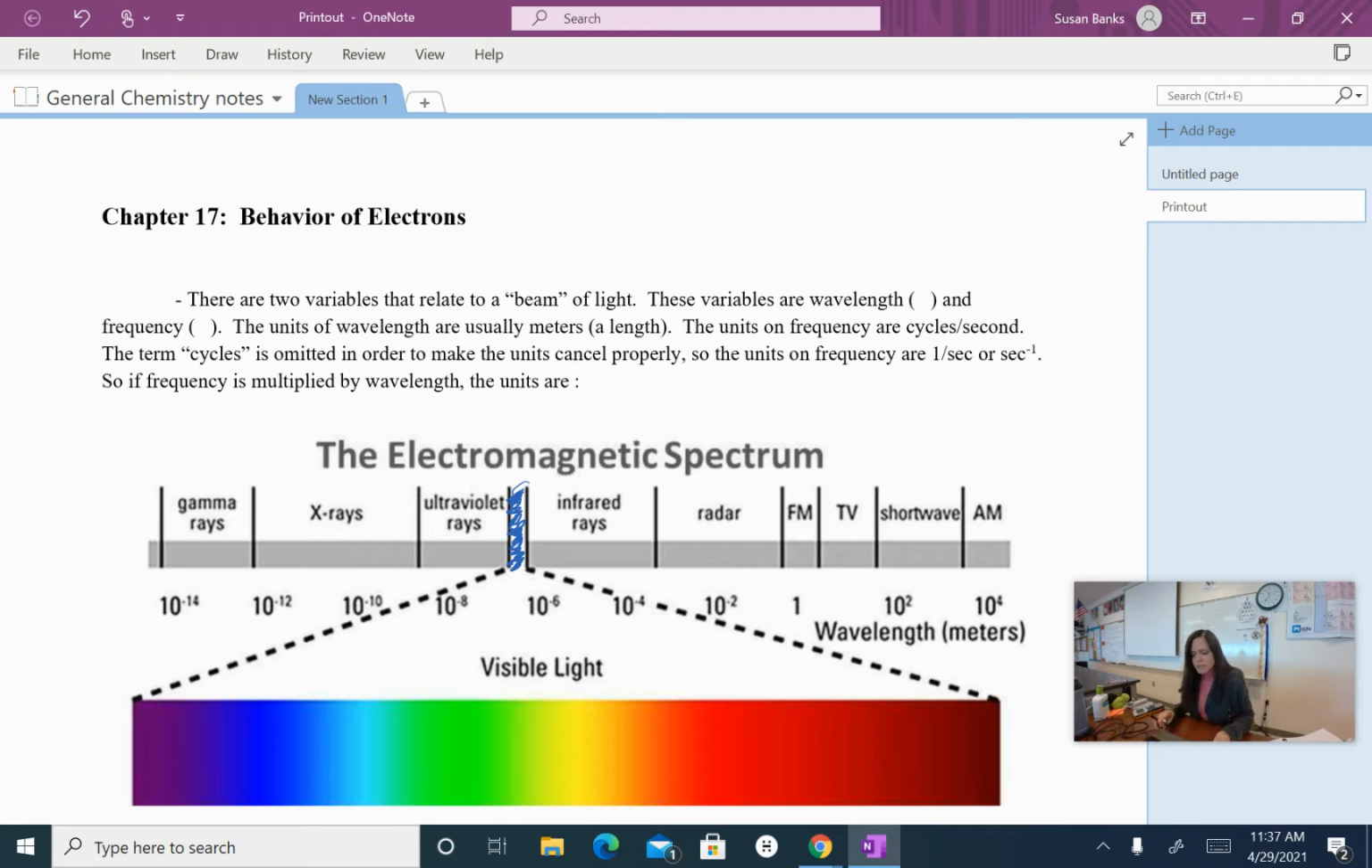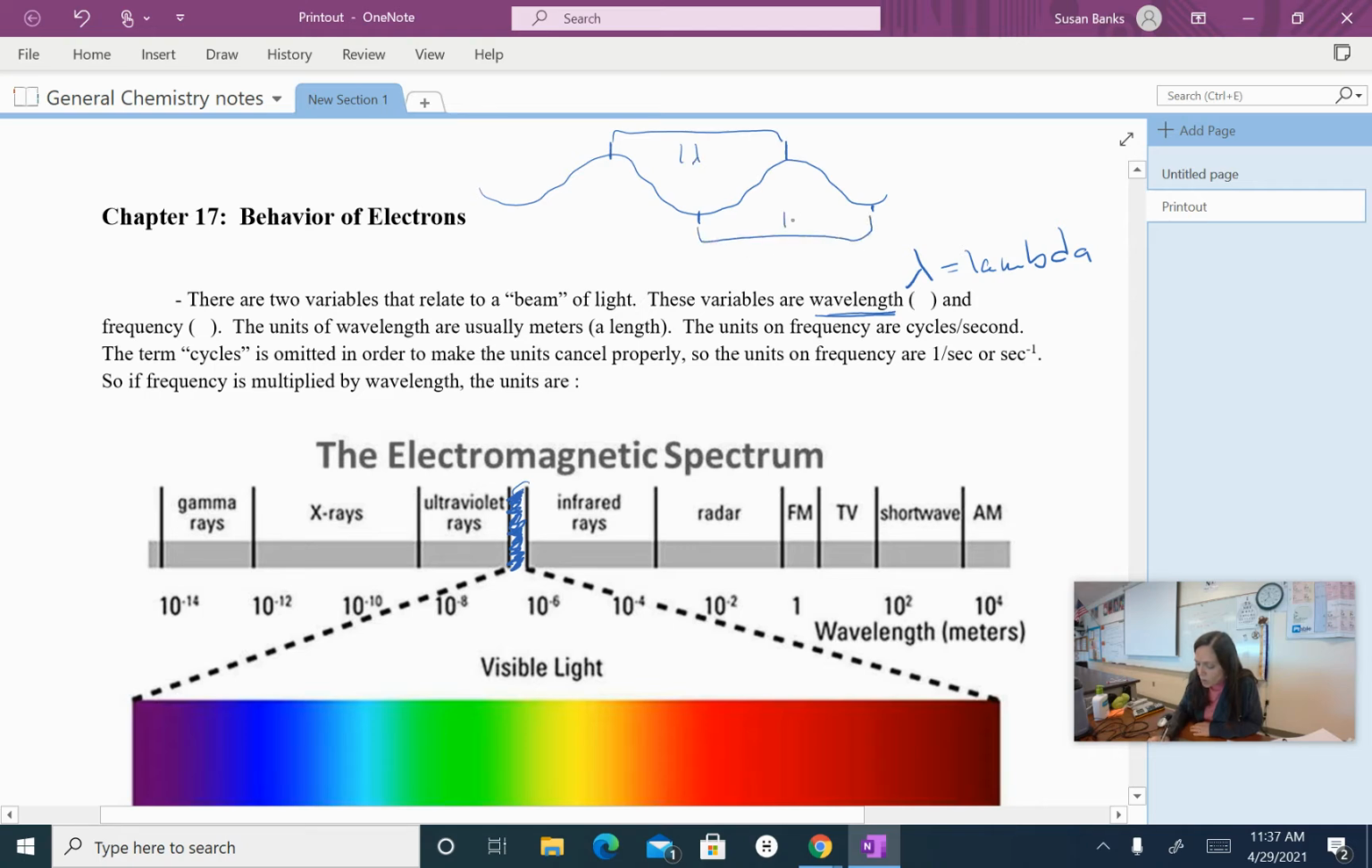So there are two variables that relate to a beam of light, okay? These variables are wavelength, and we designate wavelength with this Greek letter lambda. Now, wavelength, when we do a wave, I'm just going to draw a wave. We usually measure a wavelength from top to top, which is called crest, crest to crest. Sometimes we will measure it from the bottom, which is called the trough. So this would be one wavelength, or this would be one wavelength.